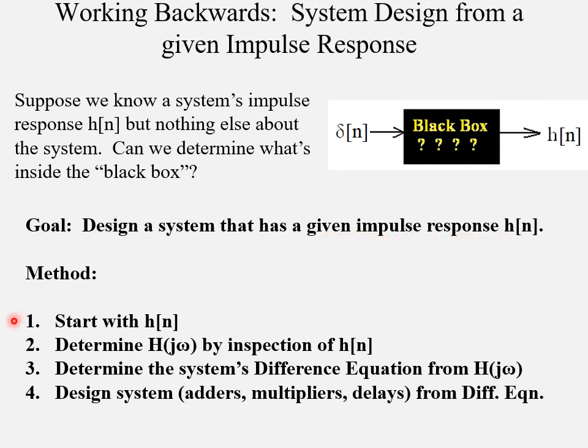So the method is the following. We're going to start with some impulse response, h[n], that's given to us. We're going to determine H(jω), which is the frequency response, just by inspection of h[n], just by doing a Fourier transform. And then from H(jω), from the frequency response, we can determine the system's difference equation. And then finally, we can design the system using adders, multipliers, and delays from the difference equation. So let's go through these steps.